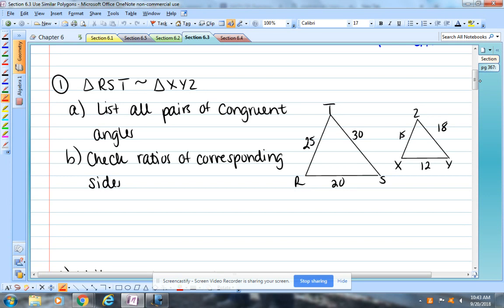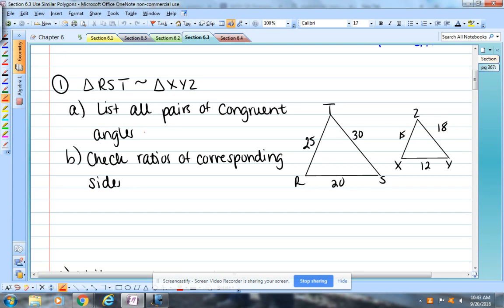All right, the first one is really easy. They want us to list all pairs of congruent angles. You don't even need the pictures to do that. If you have the similarity statement, and we do when it says triangle RST is similar to triangle XYZ, then we can just list them with their corresponding angle.